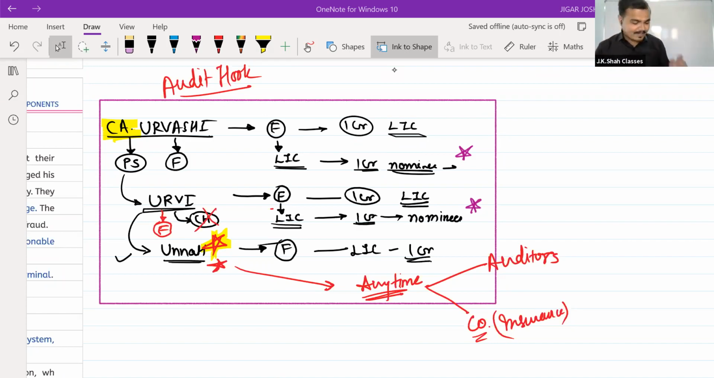Yes, Urvashi. Thank you so much, sir, for being a part of this example and for helping the others to understand this concept. Thank you so much. So, my dear chartered people, I hope the audit hook method is completely clear to you.